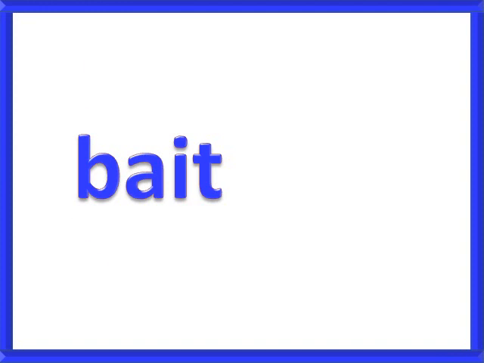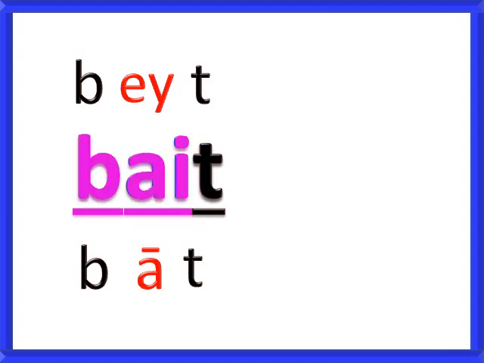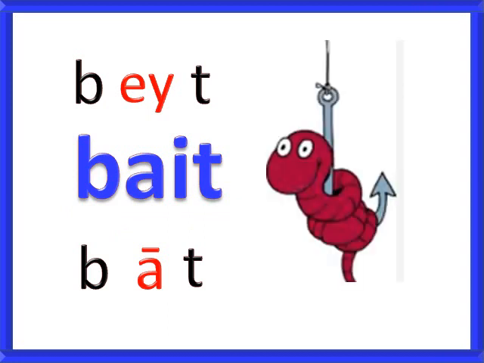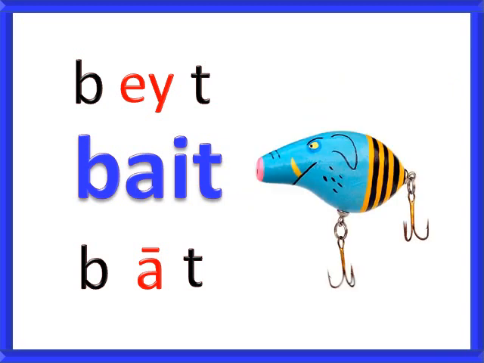Bait, b, a, bait. Okay, we got a worm, that's a bait there, and we got a shrimp, that's a fishing bait, and this one here is a false, fake bait. You use bait when you go fishing. Bait.